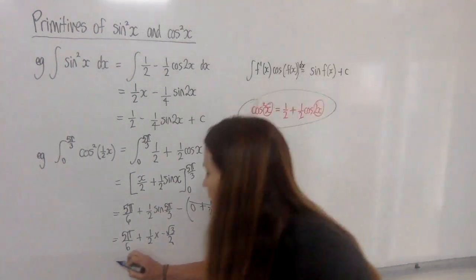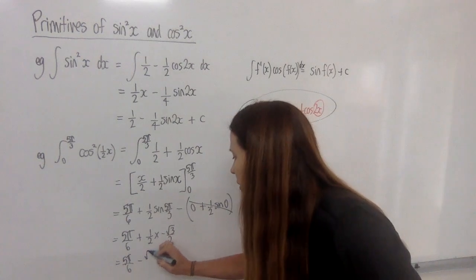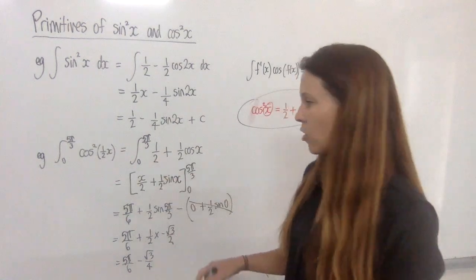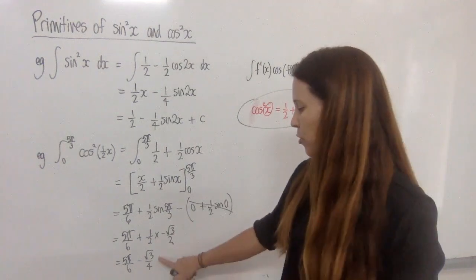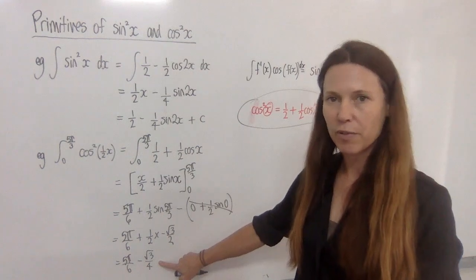And then on the next line I can tidy that up and say I've got 5 pi on 6 minus root 3 on 4. Now this whole thing is not asking for area, so I'm not going to put units squared. It's really just a definite integral, and I found the value of it exactly.